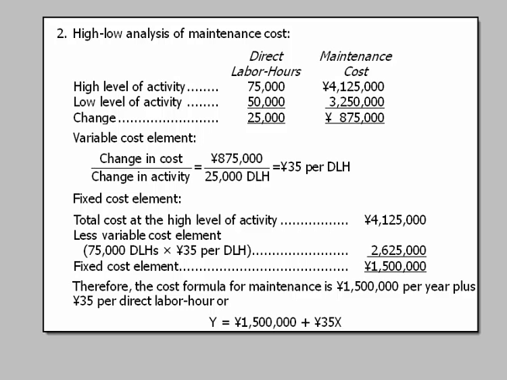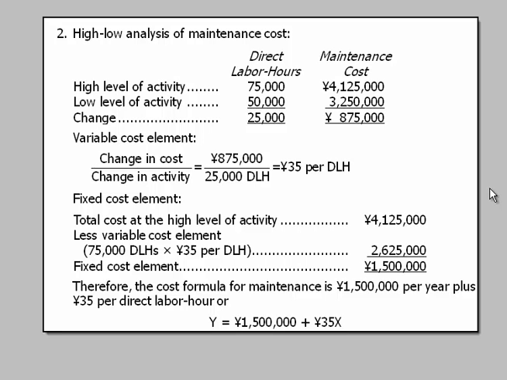So it's 75,000 direct labor hours. We had maintenance cost of 4.125 million yen. At 50,000 direct labor hours, we had maintenance cost of 3.25 million yen. We compute the change. You see the change being computed right here in direct labor hours and maintenance cost. And then we divide the rise over the run, or the run over the rise, I said that backwards, if you remember that from algebra. Sometimes those terms are being used. So the change in y over the change in x.